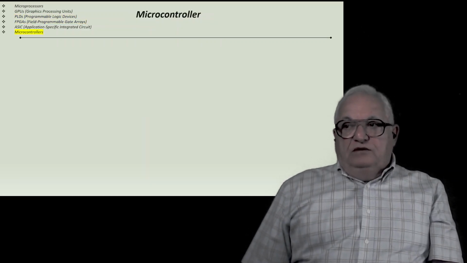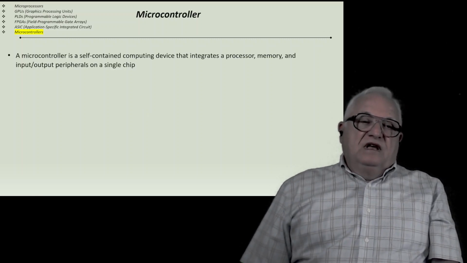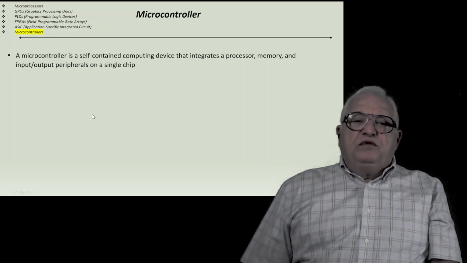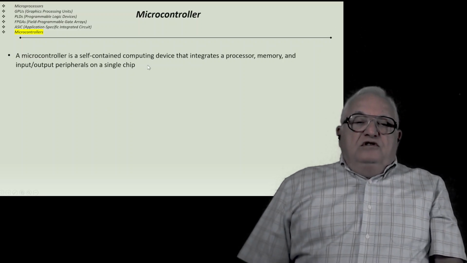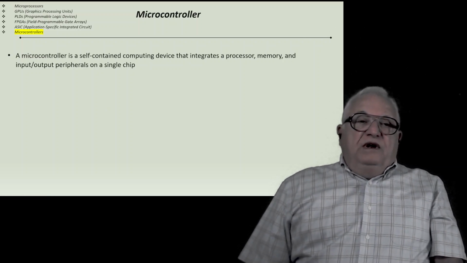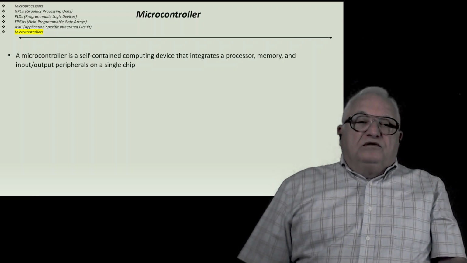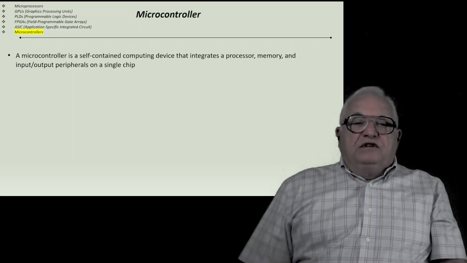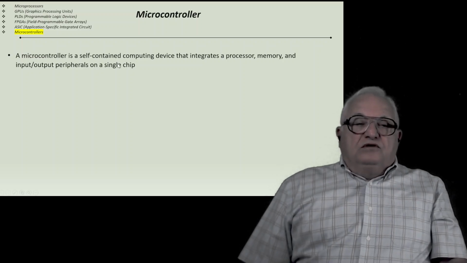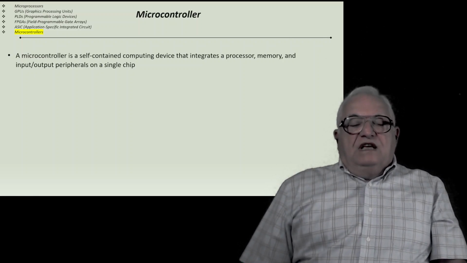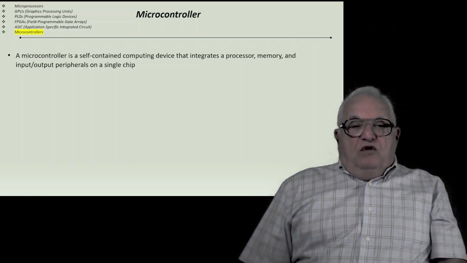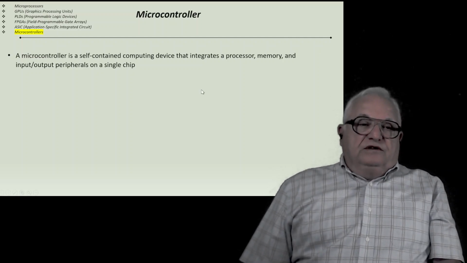So we finally got to the microcontroller. A microcontroller is a self-contained computing device that integrates processor, memory, and input and output peripherals on a chip. It would be equivalent to when we talked about the microprocessor. With a microprocessor, you needed a motherboard, you needed to add memory and all these components. Well, a microcontroller is a chip that has already incorporated all those components. So it's like having your little mini computer at the cost of $20.